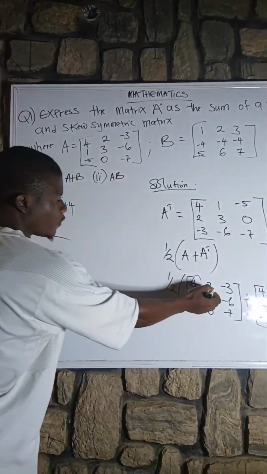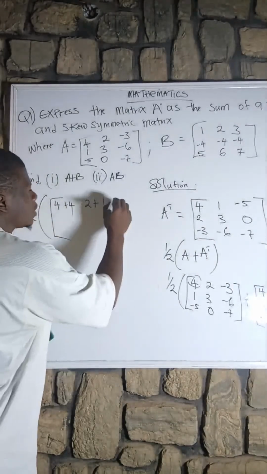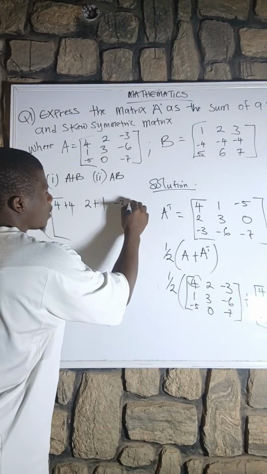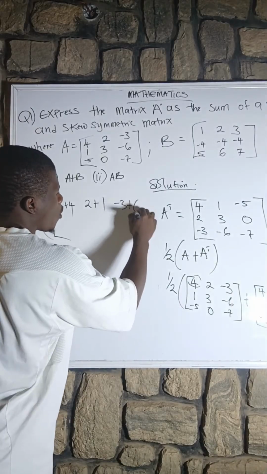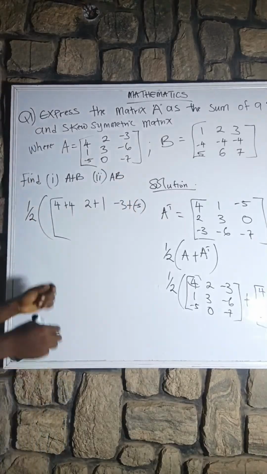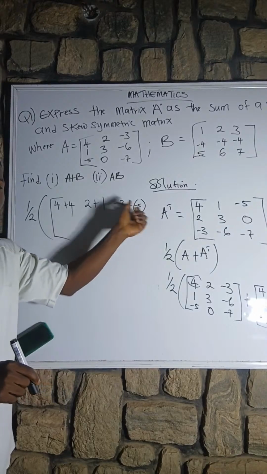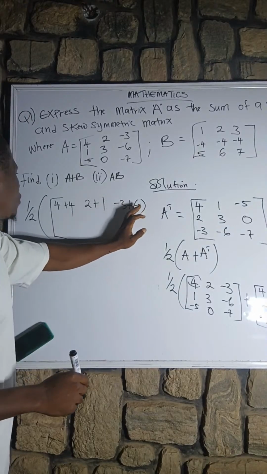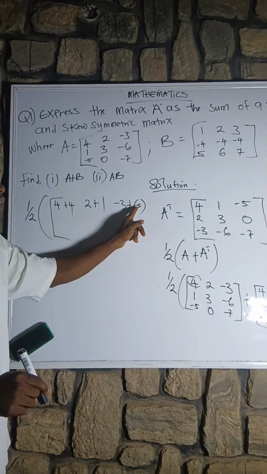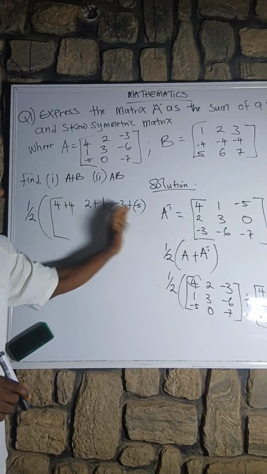And then if you are moving to 2, we do 2 plus 1, minus 3 plus open bracket minus 5. Why did I put it in bracket? Because we know definitely if you don't put it in bracket, you will have a wrong answer because of the negative and positive sign. That is why I decided to put it in bracket.